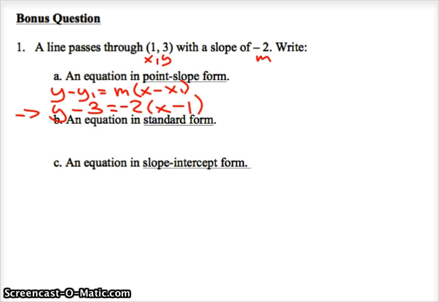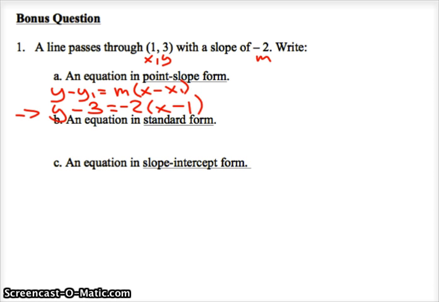The next thing I need to do is write it in standard form. So what I'm going to do is take this equation I just wrote and change it into standard form. I don't have a really good way of taking information like a point and a slope and transferring that over. So I'm going to just move things around from my point-slope equation and make it standard.